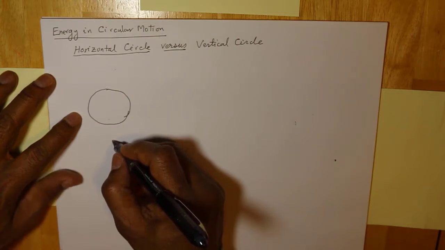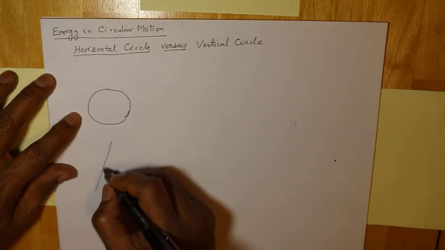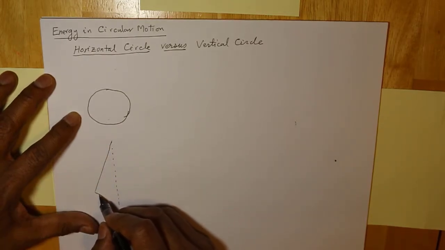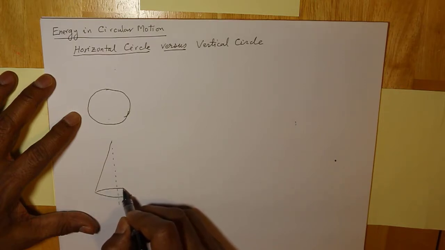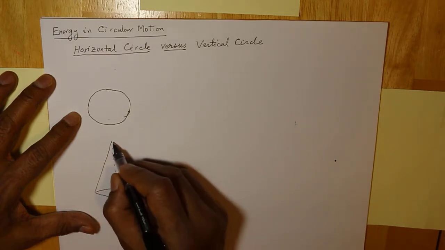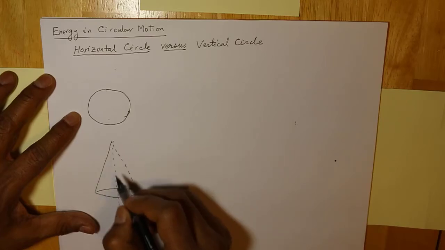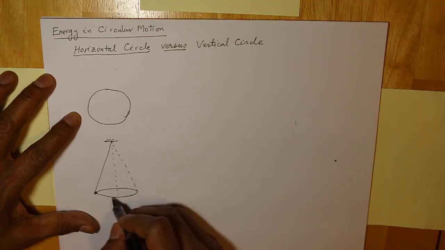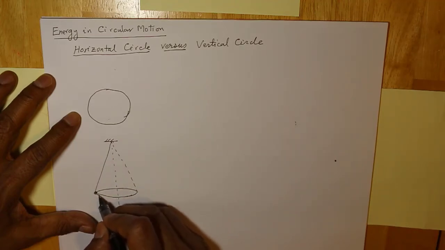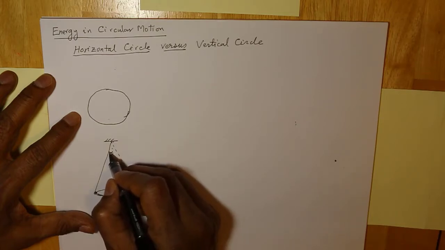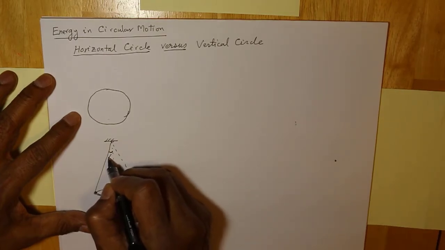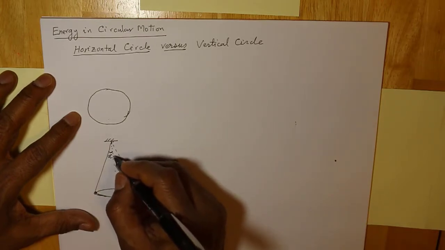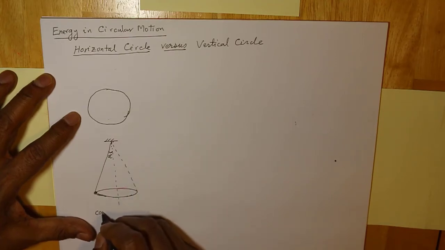Say I have a pendulum like this, and I swing it in a circle, this circle. So I have a bob here, but this thing is going in a horizontal circle. So this is the horizontal circle. So there's an angle here, which we'll call alpha. It makes a cone, and it's actually called a conical pendulum.